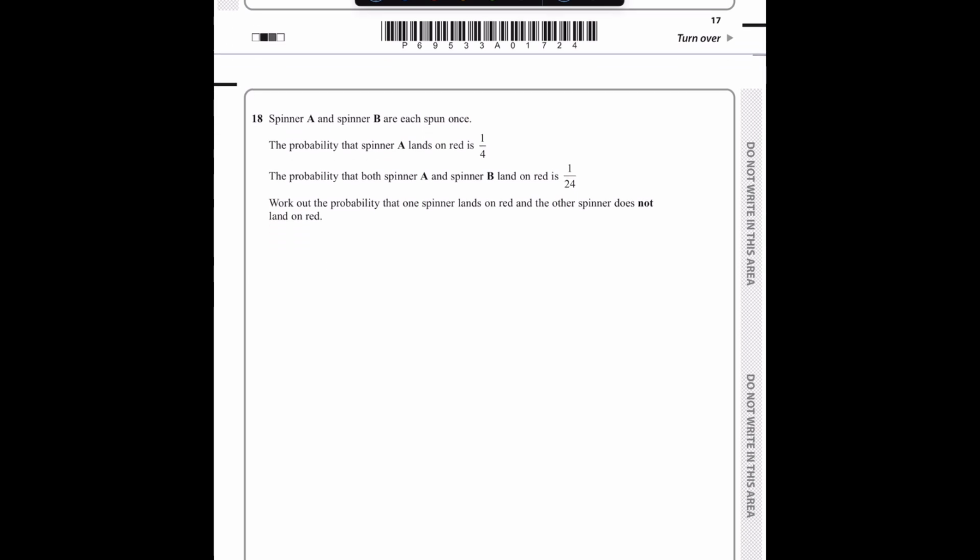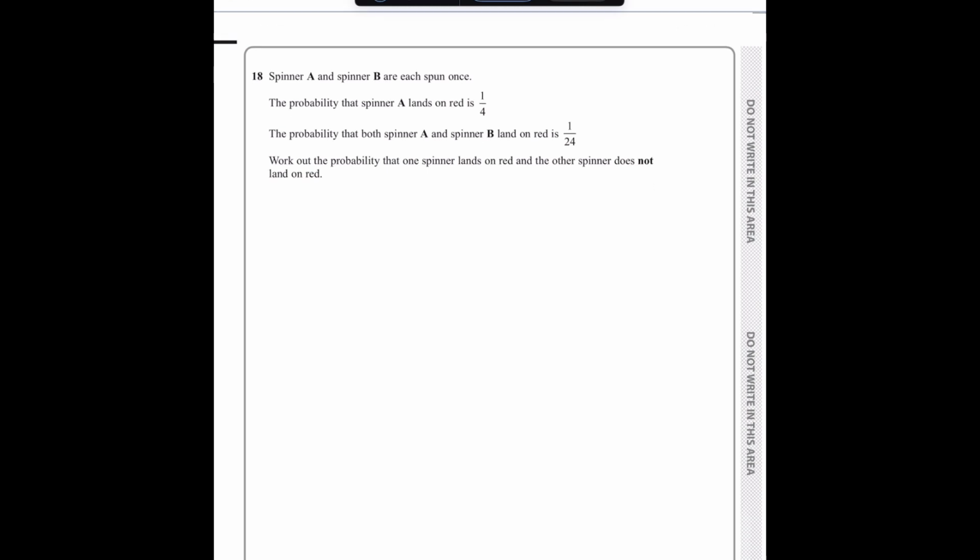Looking at question 18 now. Question 18 is a spinner question. So spinner A and spinner B are each spun once. The probability that spinner A lands on red is 1 over 4. The probability that both spinner A and spinner B lands on red is 1 over 24. Work out the probability that one spinner lands on red and the other spinner does not.